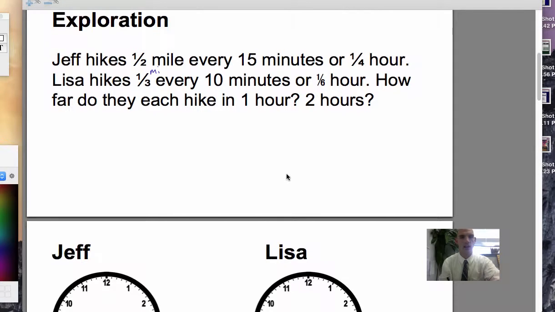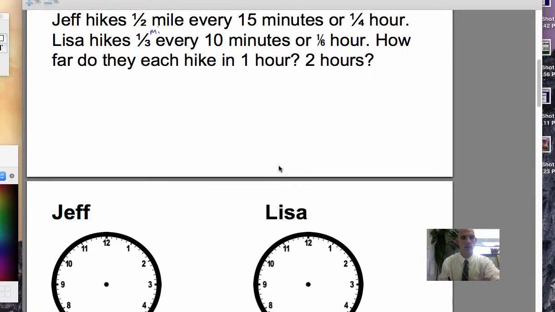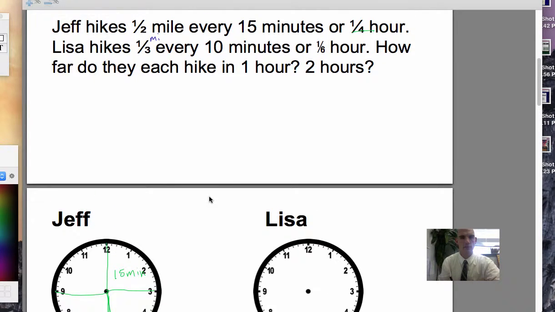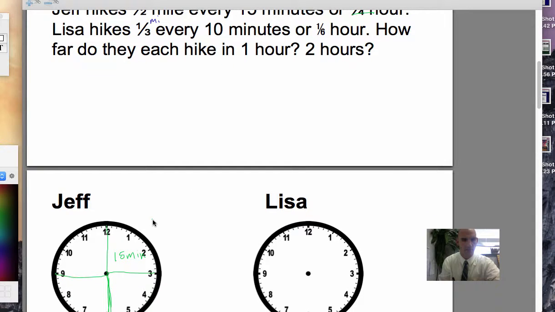So I've given us a clock here, and what I'm going to do is split the time. So this is Jeff, and every 15 minutes, so this much. So here's 15 minutes, or quarter of an hour. You can see we've divided our clock into fourths there. Let me scroll up just a little bit. So we divide our clock into fourths here. And every quarter of an hour, he hikes a half of a mile.